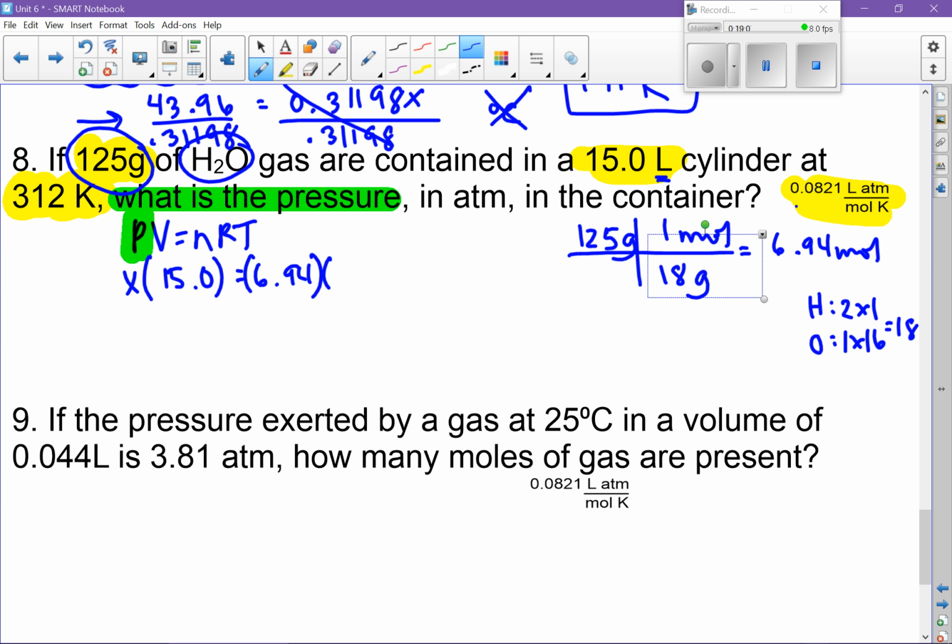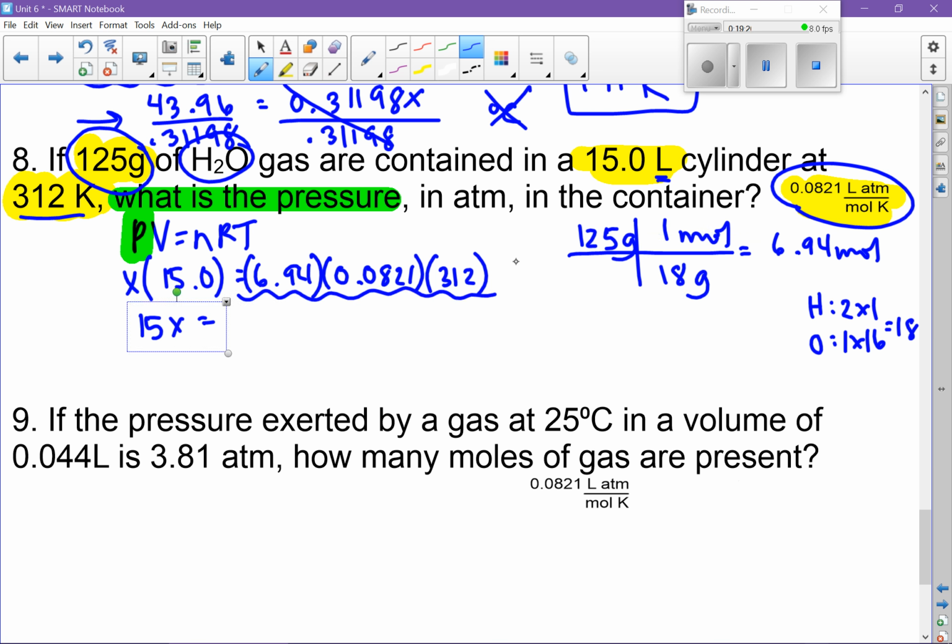Next I need R, given to me. And lastly I need the temperature, which is here. Notice it is already in Kelvin, so you do not need to add 273. It's done for you. So now we're just going to start solving. Multiply these 3 numbers together, and I get 177.769488. Divide here to solve. So X equals, put this into your calculator.